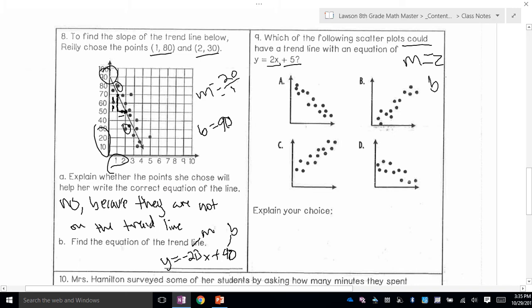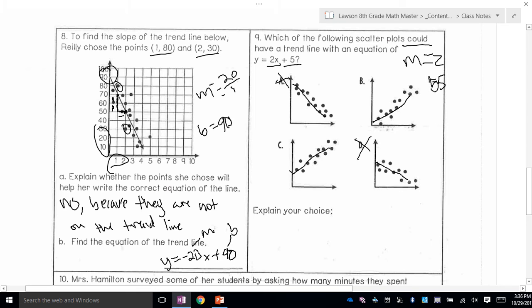So if my slope is positive, the trend association should be positive. So A, going from left to right, it is decreasing, so it would have a negative slope, and that is not what we want. B going from left to right is increasing, so that's good. C is also increasing, good. But D is also a decreasing, which would have a negative slope. We can go ahead and get rid of that one.